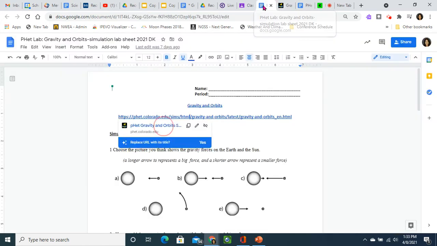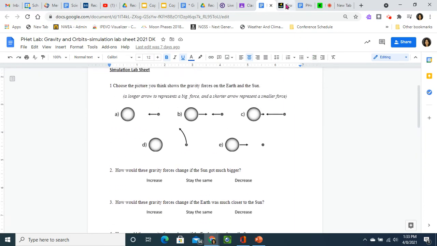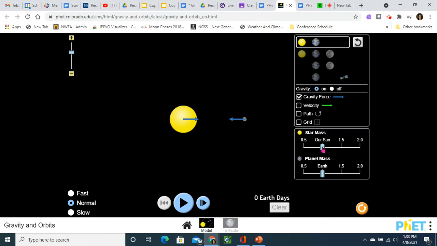In question number 2, it asks you, how would these gravity forces change if the sun got bigger? So you're going to go back in and make the sun bigger. Watch your arrows. Do they increase, decrease, or stay the same? If the sun gets bigger, what happens to the force? That's question 2.